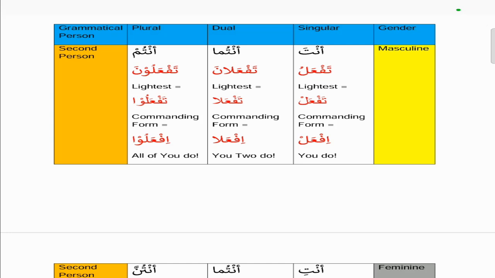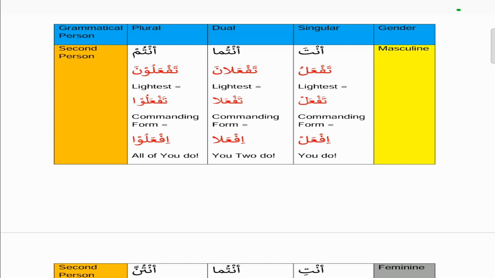So the antuma, the original version is taf'alani. To turn it into the lightest version, because it's any combination of alif with noon, we remove the noon, so it becomes taf'ala. The next step is we remove the ta on taf'ala, but because the fa, the new first letter, has a sukoon on it, we have to add an alif. And like I said, because the second to last letter in the huwa version is fatha, the alif takes a kasra, so it becomes if'ala, which means you two do.